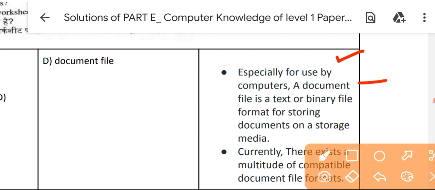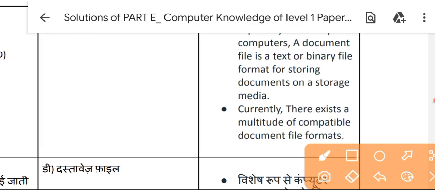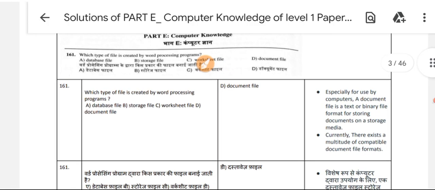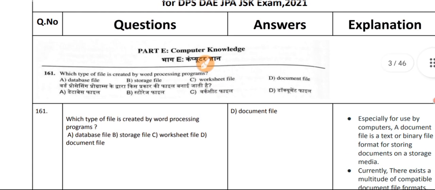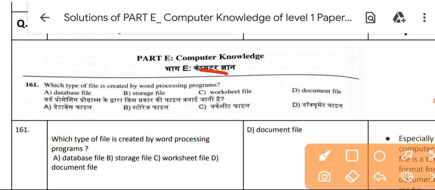For the explanation, a document file is a text or binary file format for storing a document on a storage medium used by computers. Currently, there exist a multitude of compatible document file formats. I hope you understand what the question is asking: 161, which type of file is created by a word processing program? That is called a document file.